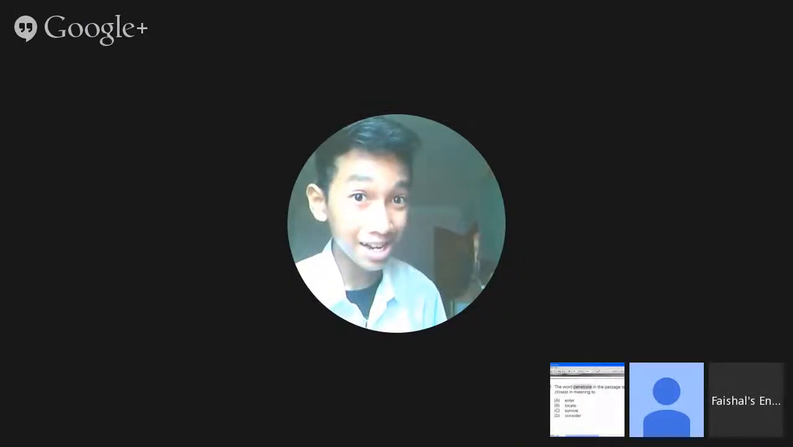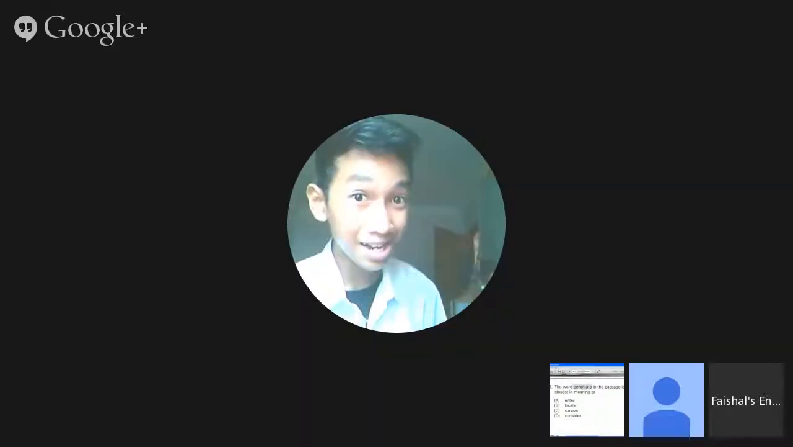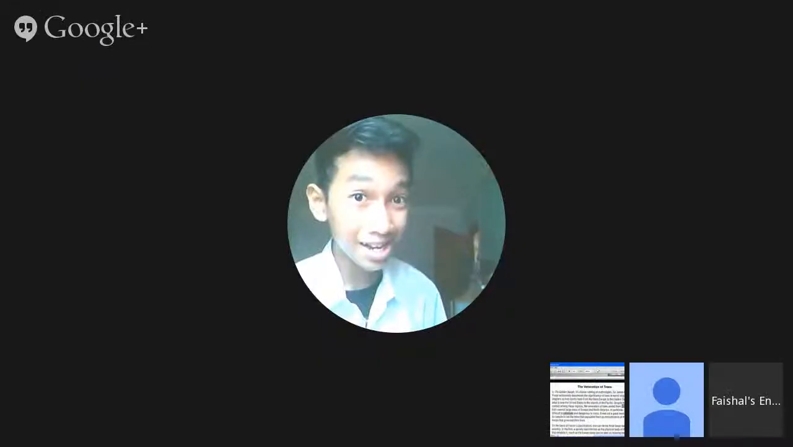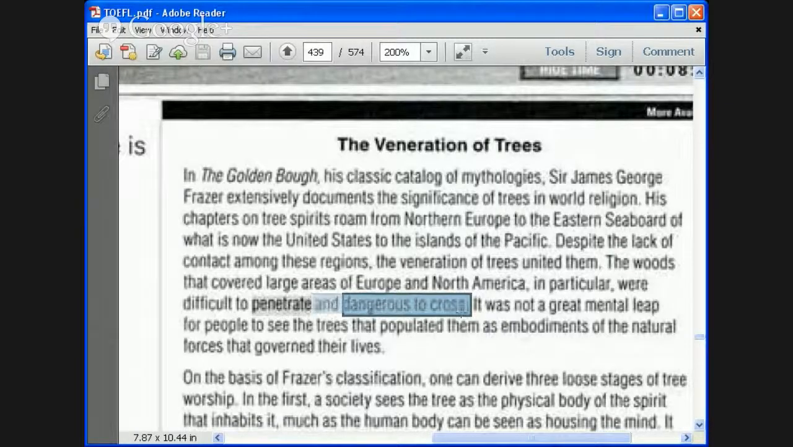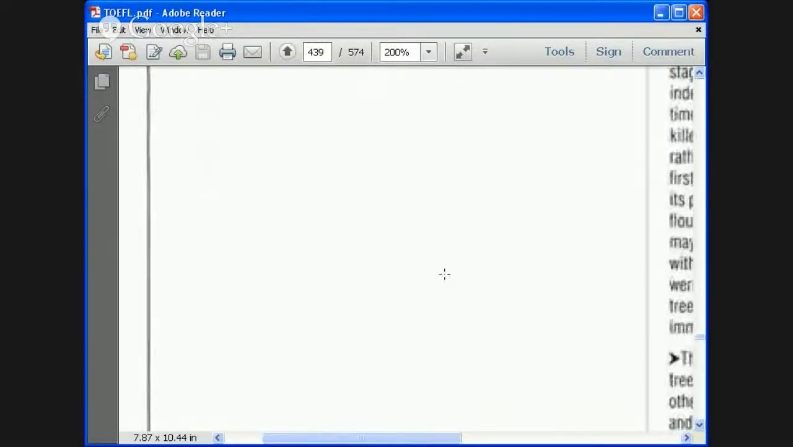Do you know what the woods are, Vishal? The trees, forests. All right. Let me see the paragraph, please. Certainly. The woods were difficult to penetrate and dangerous to cross. So actually, it's difficult to enter and dangerous to cross. You're going to go with A, enter. Michael, do you agree? Yeah. And you're correct. Very good.